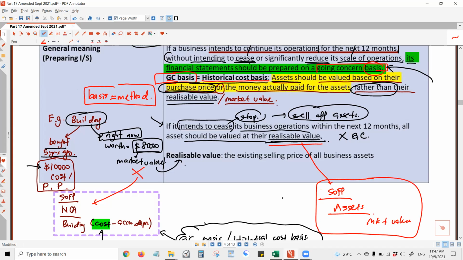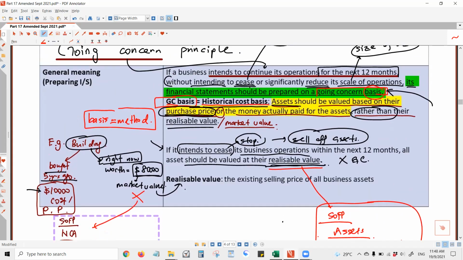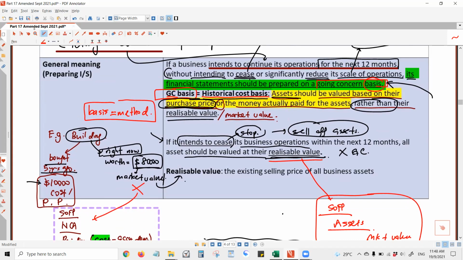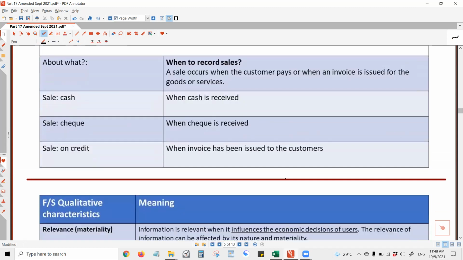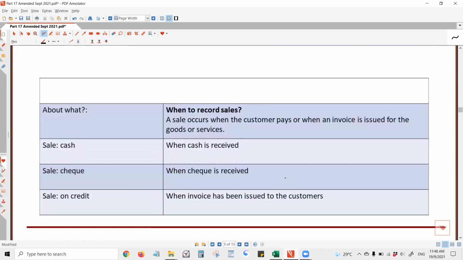So this is the going concern principle. You see the next line, realizable value. It tells you the meaning: existing selling price. Existing selling price means market value. So don't worry, the exam questions are very easy. Very easily you can link to this principle and then you write the answer. Now, last one before we start to do the questions.